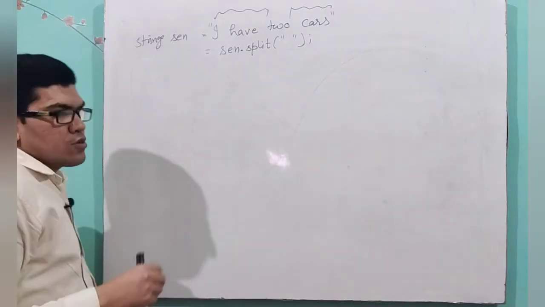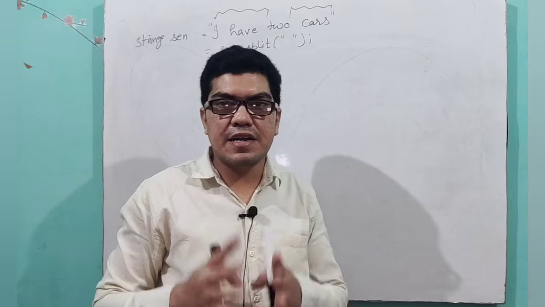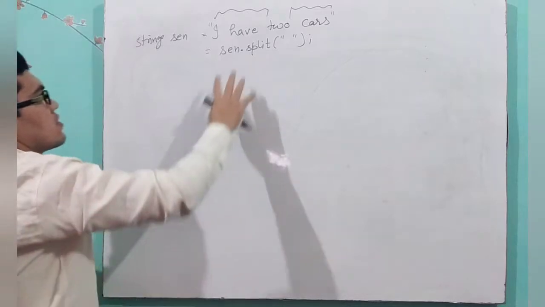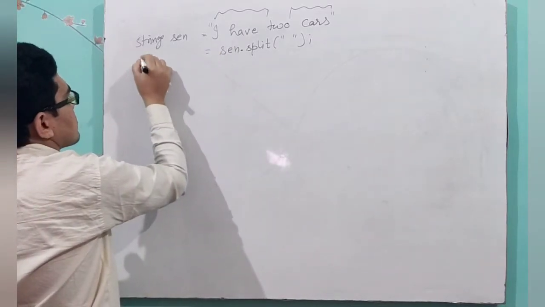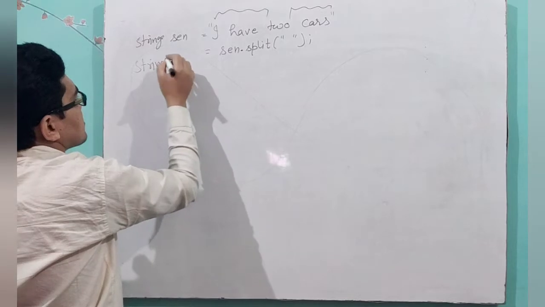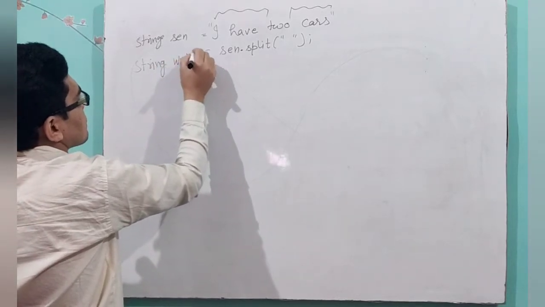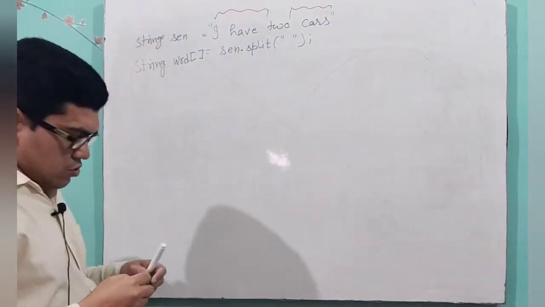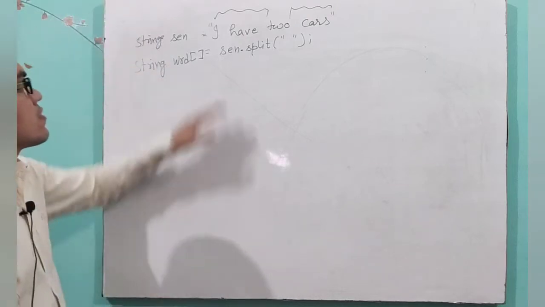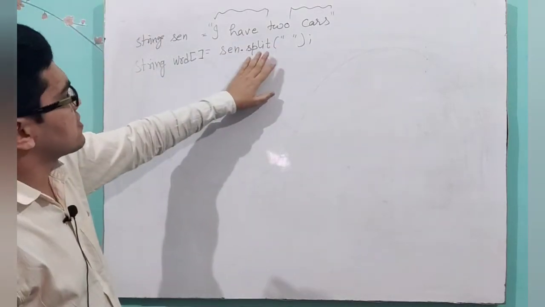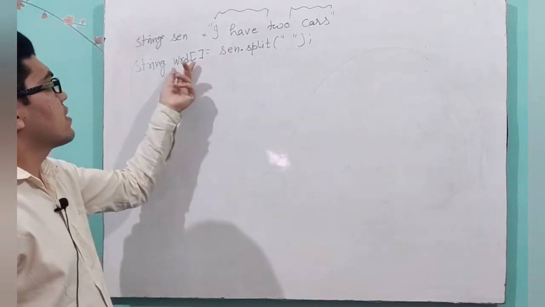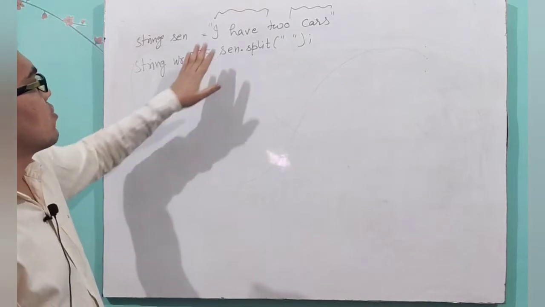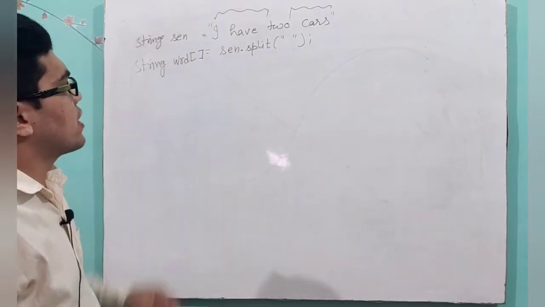Okay students, this function will return us a string type array. So we have to store the output of this function in a string type array. After splitting this string, this function will store the result in the array WRD, which is of string type. So which word or which string will be in WRD 0?